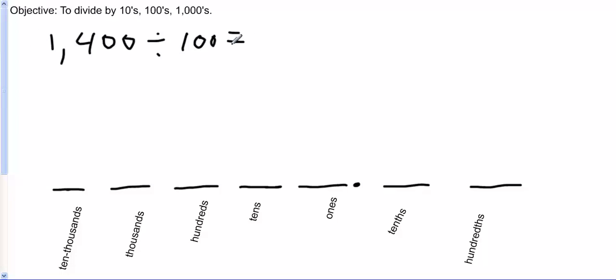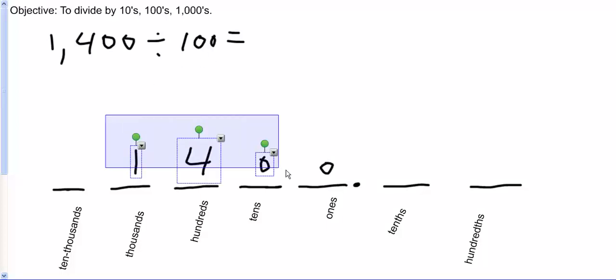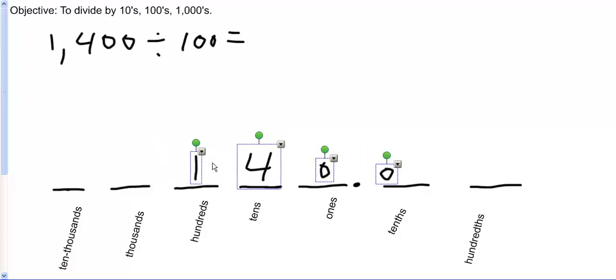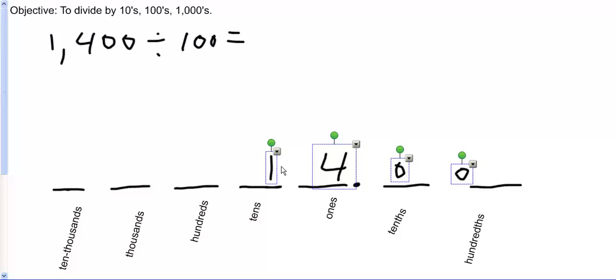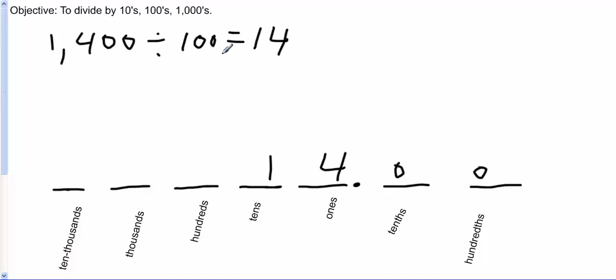So 1,400 divided by 100. I have to first write down my 1,400. 1,400 divided by 100. So I have two zeros. That means I'm going to pick up my number and move it over two places. One, two. So my answer is 14. I'm sorry, 1,400 divided by 100 is 14. It's moving the number around the decimal two places.